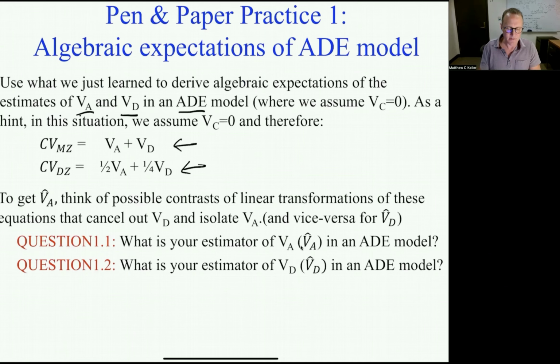So to get VA hat, think of possible contrasts of linear transformations of these two equations that cancel out VD and isolate VA, and vice versa for VD. So the first question I'd like you to work on, what is your estimator of VA hat in an ADE model? And what is your estimator of VD hat in an ADE model? So pause the video and come back once you think you have your answers. We'll see how you did.